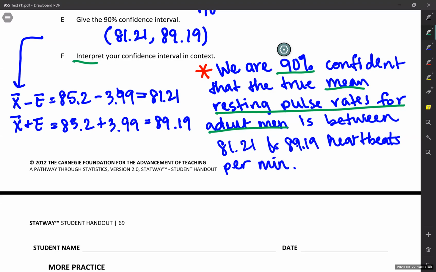Okay, we're 90% confident that the true mean resting pulse rate for adult men is between, and then you just put your numbers and then your units. So everything I underlined will change in every problem, but the format will be the same. We are blank percent confident that the true mean or true proportion, and then whatever we're talking about, resting pulse rates for adult men is between, and then we give our two numbers, and finally our units. Notice the numbers 8121 and 8919, those are in number order.